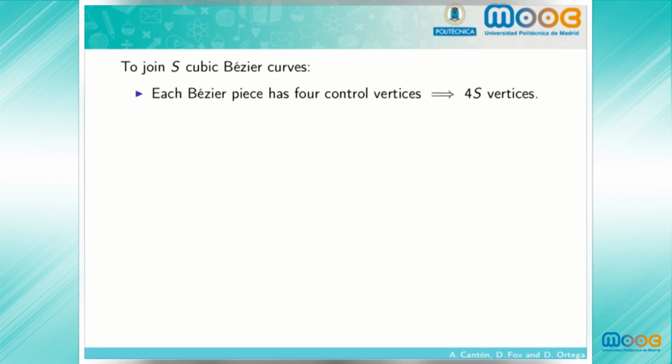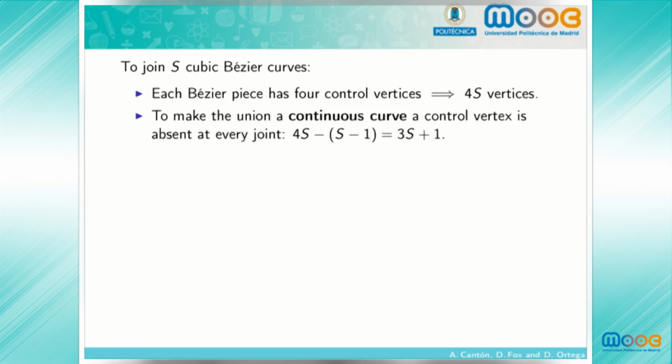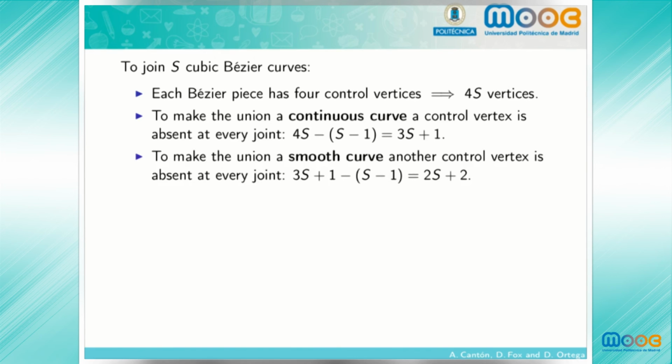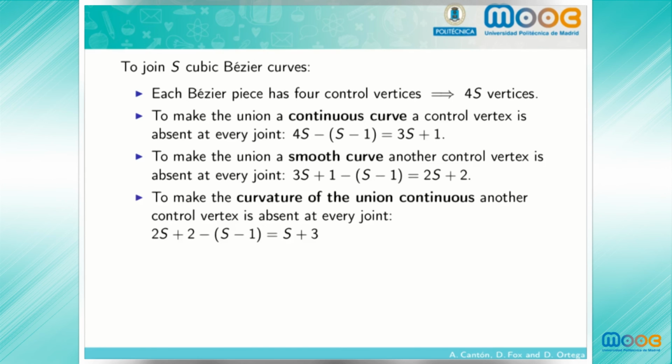So in general, to join S cubic Bezier curves, each Bezier piece has 4 control vertices at the beginning. We start with 4S vertices. To make the union continuous, a control vertex is absent at every joint because it cannot be freely moved. So now we have to subtract the number of joints, S minus 1, from the number of vertices 4S, and we get 3S plus 1. To make the union a smooth curve, again, we have to subtract as many vertices as joints. So we have 3S plus 1 minus S minus 1, which is 2S plus 2.